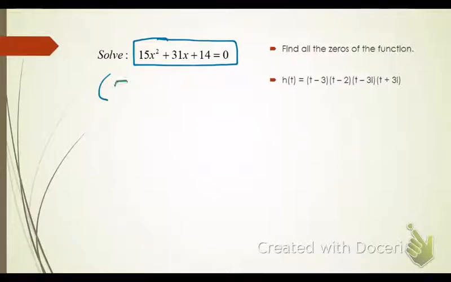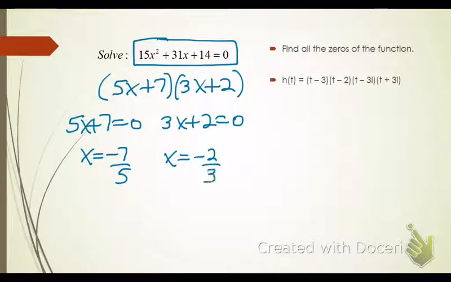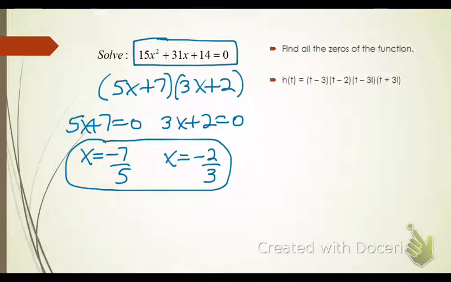This factors into 5x plus 7 and 3x plus 2. Once I have it factored, if I set each factor equal to 0 and solve for x, I get two solutions. You guys are really good at that. So if we can get our cubic function or our x to the fourth or x to the fifth function down to a quadratic function, then we can factor this and get more solutions, roots, x-intercepts, or zeros.